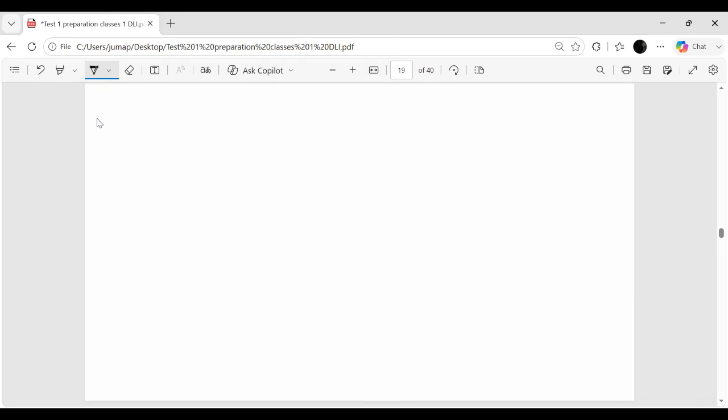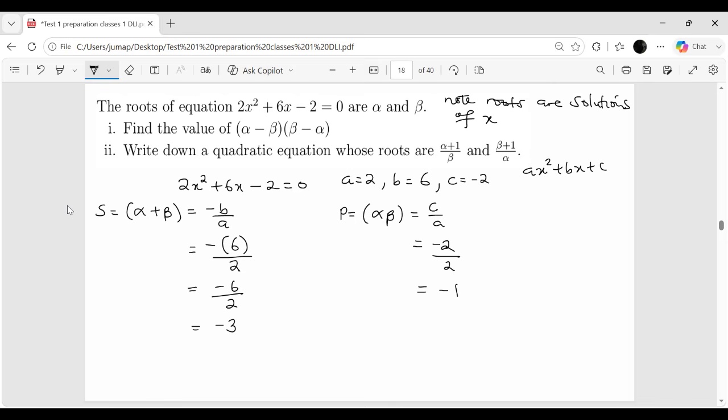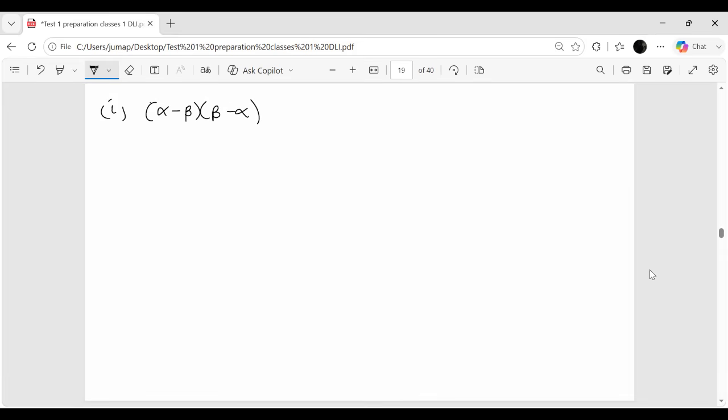Now our question. They want us to calculate alpha minus beta, then beta minus alpha. The only things you know are the sum and the product. So you need to arrange this expression in such a way that it becomes in the form of the sum and the product. That's when you can solve it.